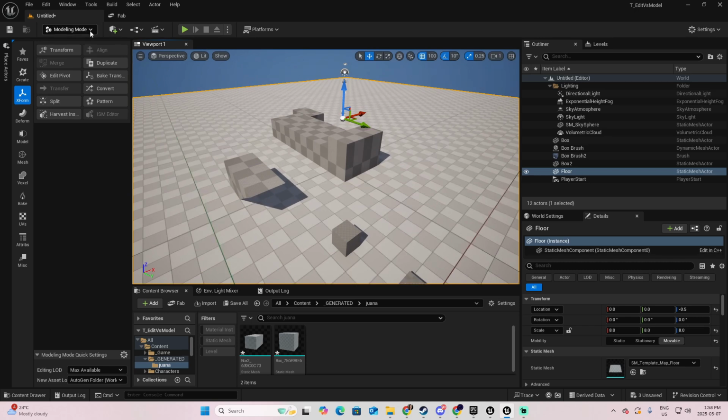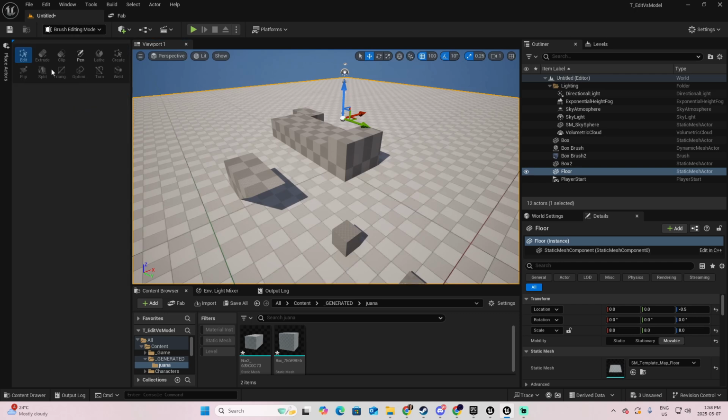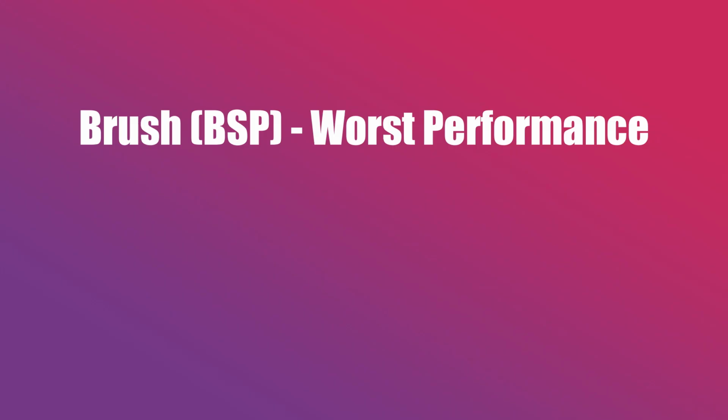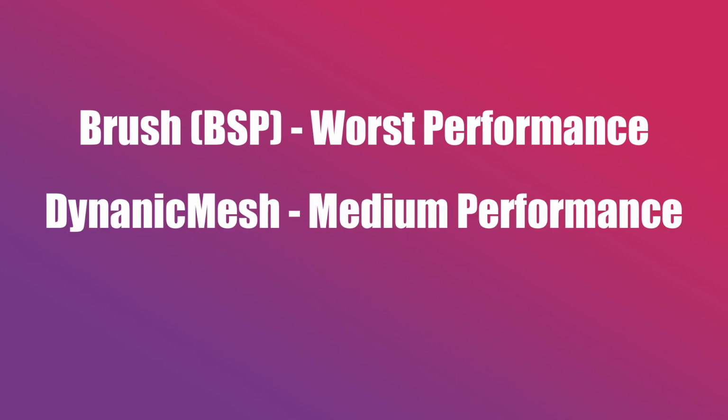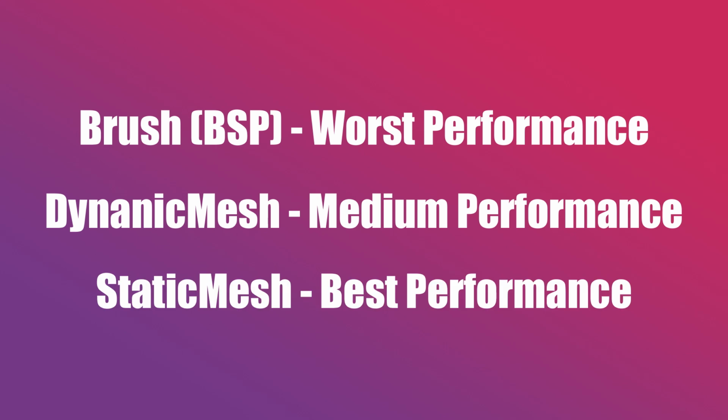But also you can start creating the basic things with the brush editing tool, which is, I have to say, easier to control based on the options that it presents. And then when you reach that point, when you feel that, okay, I need to do something else, then you can transform that object into a dynamic mesh actor and then continue working with the modeling tool. Keep always in mind that the brush actor has the worst performance, that the dynamic mesh actor has the medium performance, and that the best performance belongs to the static mesh actors.